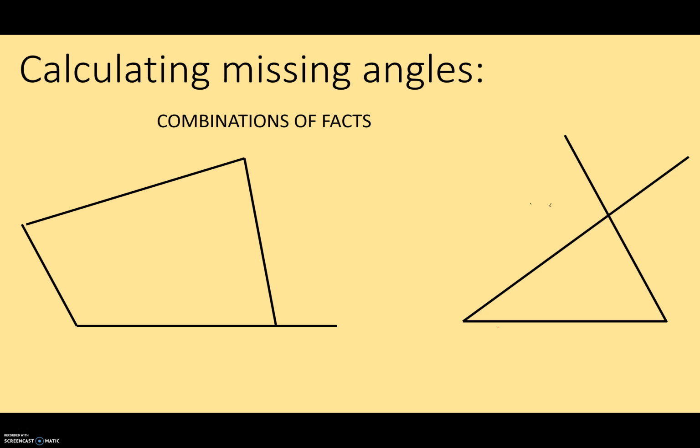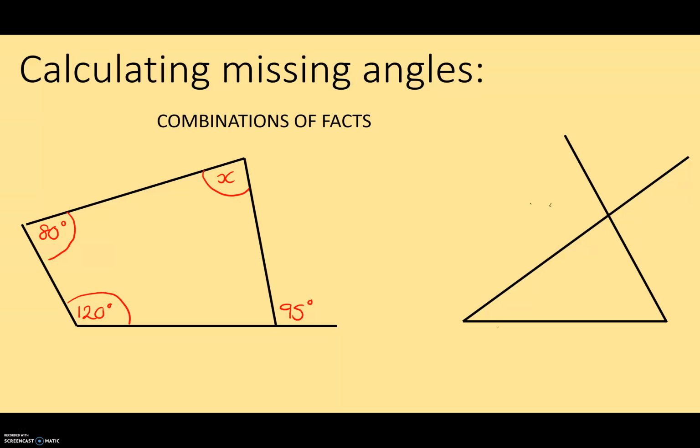Right, that's all the angle facts, but sometimes they might ask you some trickier questions which look at a combination of the facts. So, for example, you might have one that looks like this. So say that this angle here is 80 degrees. This angle here is 120 degrees. This angle over here is 95 degrees. And we want to know this one up here, X. See if you can work that out.